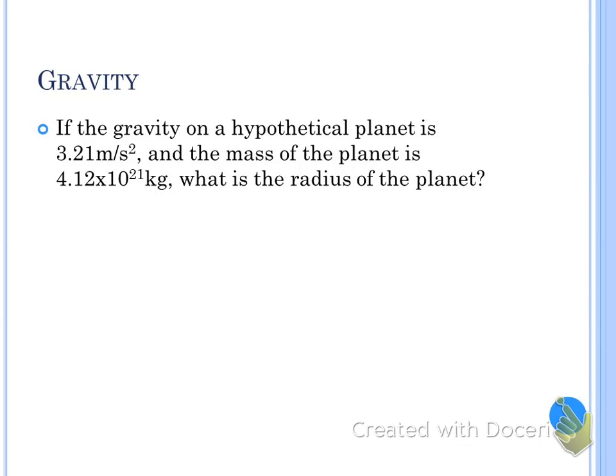Okay, if the gravity on a hypothetical planet is 3.21 meters per second squared and the mass of the planet is 4.12 times 10 to the 21st, what's the radius of the planet? Okay, so the gravity on the surface of this hypothetical planet is 3.21. Are you going to use the mass of the Earth here, or do you think we're going to use the mass given to us? Mass given. We're going to use the mass given, okay?